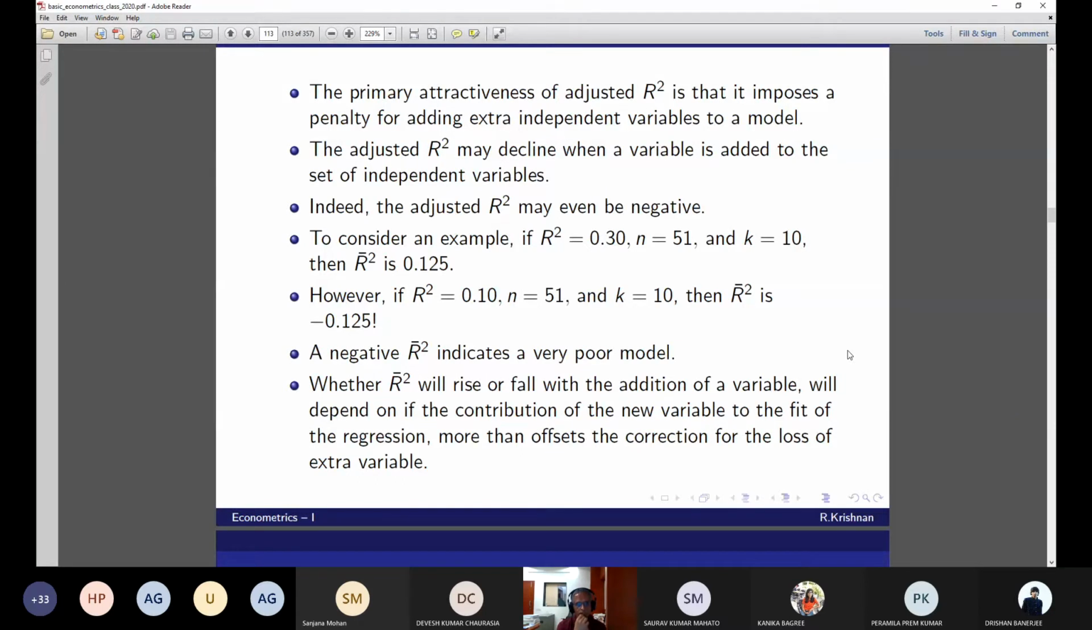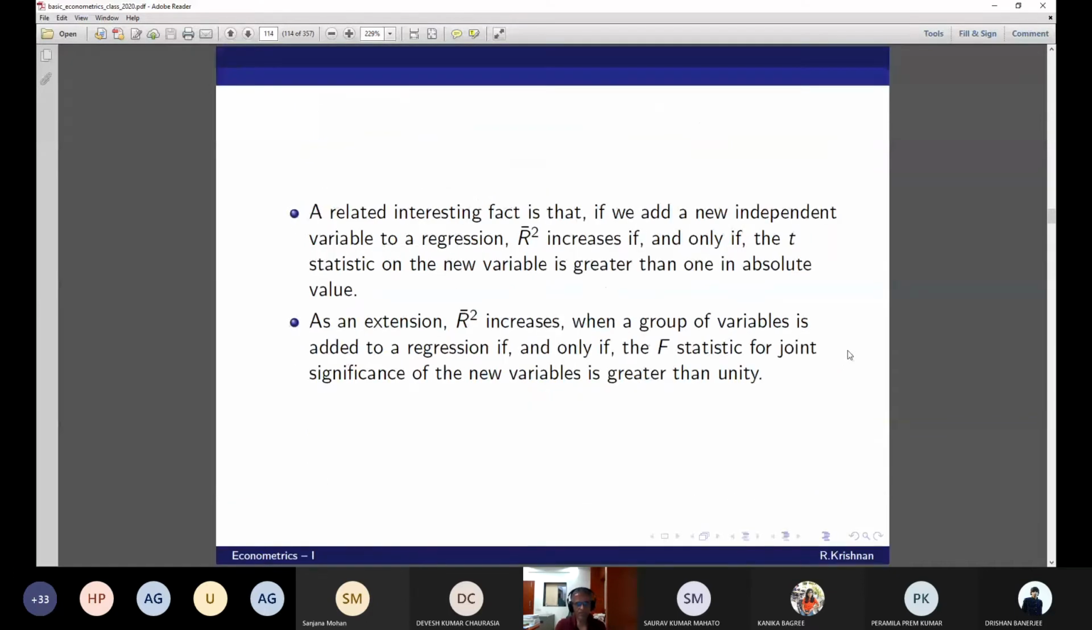How do you conclude whether the addition of a particular variable has contributed to the fit, or how it improves the goodness of fit? It will depend on whether the contribution of the new variable to the fit of the regression more than offsets the correction for the loss from the extra variable. I have a metric, without proving it. What is that metric?